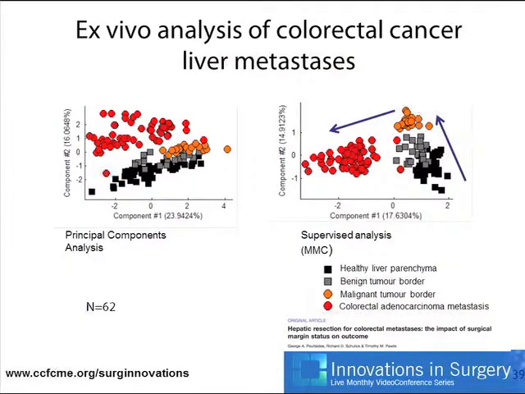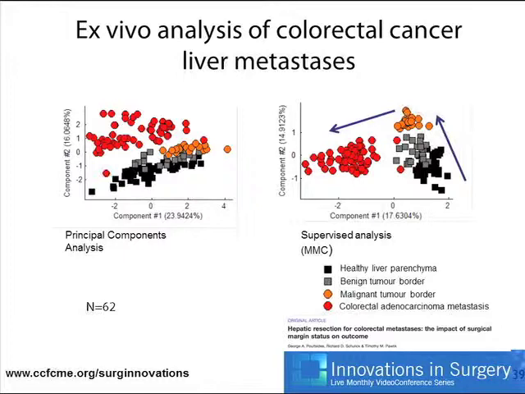So this is some data that came out of resected liver metastases. The first thing that I'm going to make a point of is that you don't get a black and white on-tumour, off-tumour metabolic signature. The plot on the left is a principal components analysis, so that's an unsupervised approach. There's no a priori information given to the model as it builds. You can see that you get separation of the metastatic tissue away from the colonic border, from the malignant tumour border, but the benign tumour and healthy liver parenchyma cluster together.